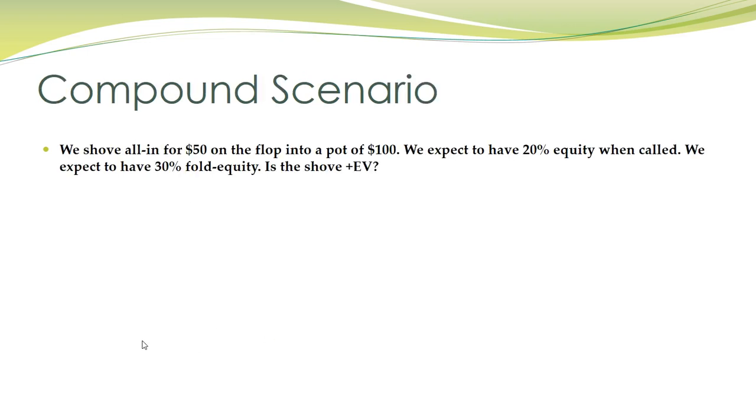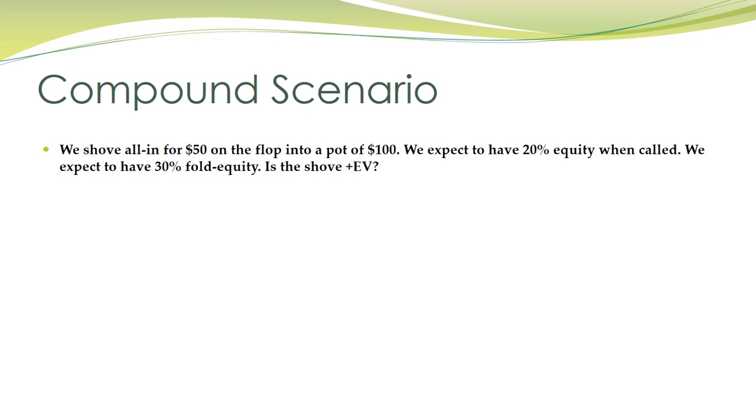So we keep talking about these slightly more complex scenarios where we have both pot equity and fold equity. So let's see an example. Here's a question. We're on the flop, 100 in the middle, so a lot of the parameters are going to be kept the same for the sake of simplicity. The difference here is we're the one betting now. The 100 in the middle, we're shoving all in for our last $50.